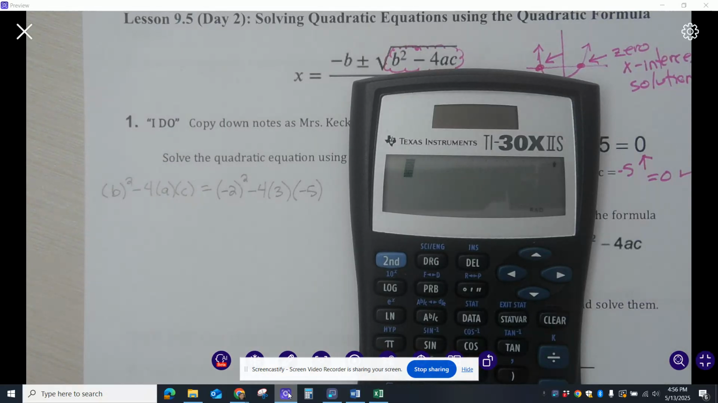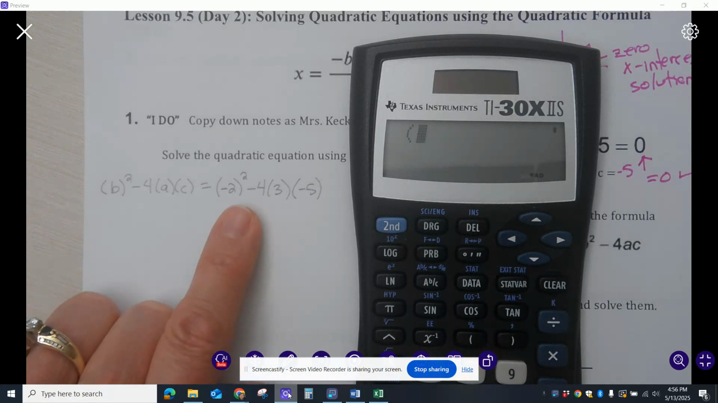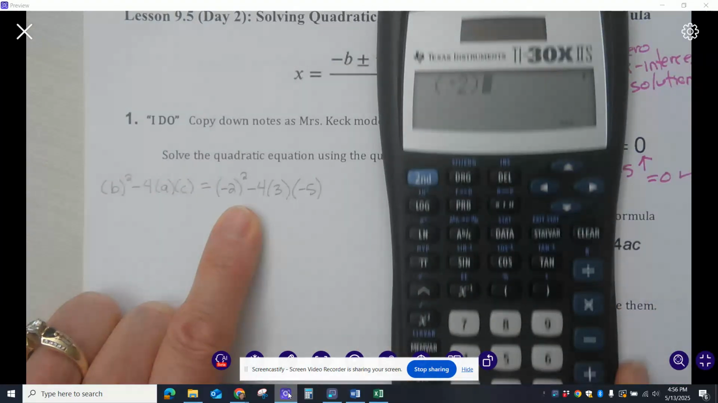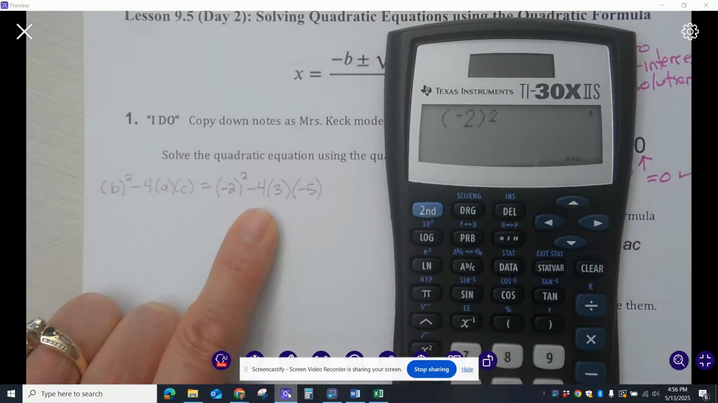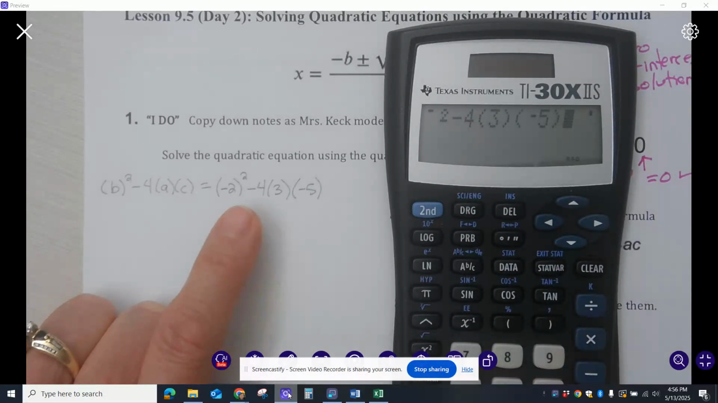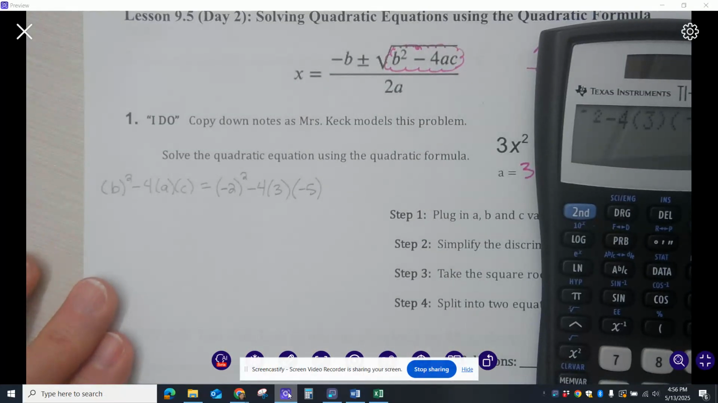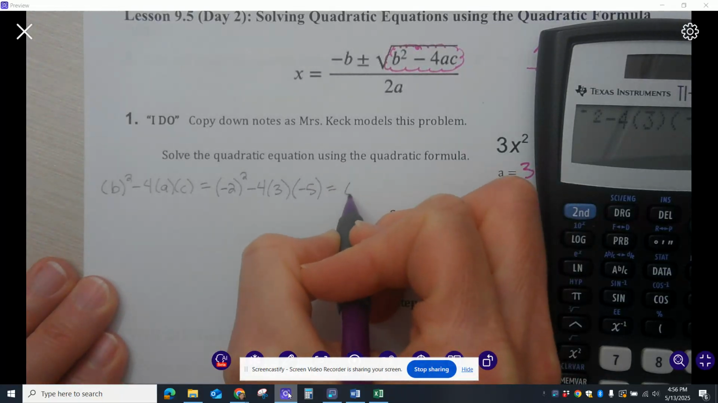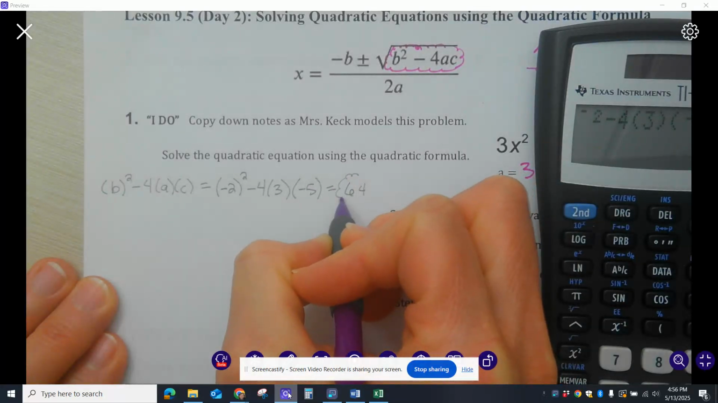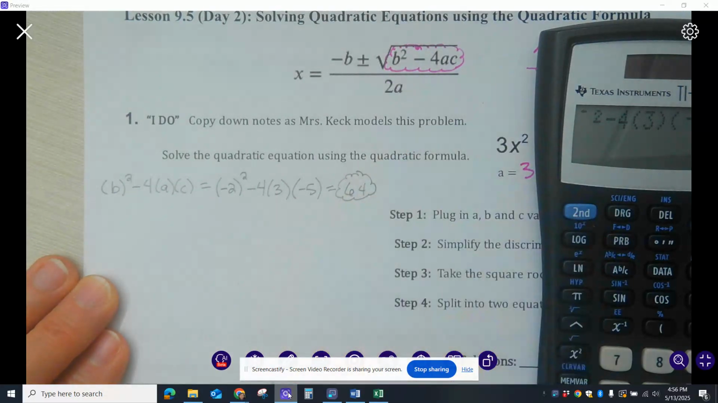Hopefully you're an expert at putting this in your calculator. I will do it with you again for this problem. So we have parenthesis -2. Make sure you're using the negative button, 2, and then don't forget to square it. -4, parenthesis 3, close your parenthesis, parenthesis -5, parenthesis. This one has a lot of negatives. Make sure you're using your parentheses. I know I say that a lot, but it's really, really important. And we get 64.